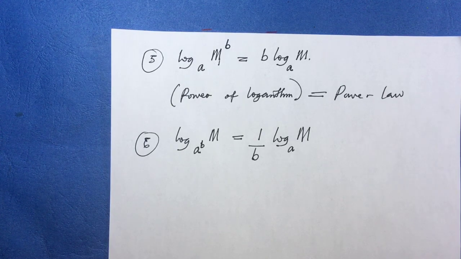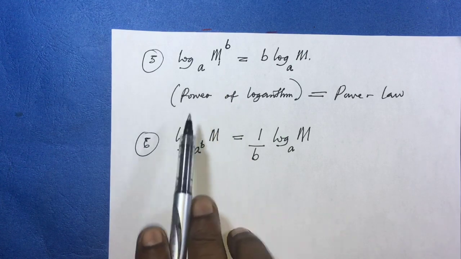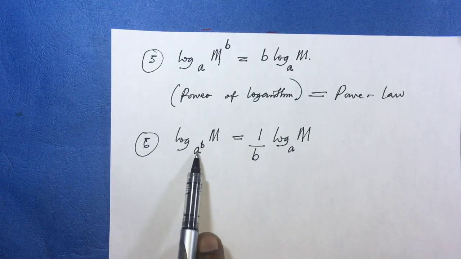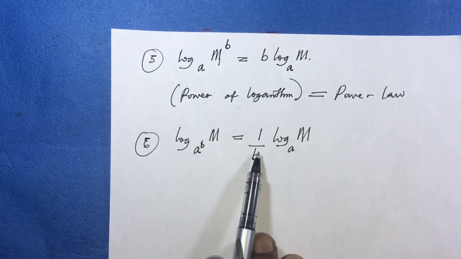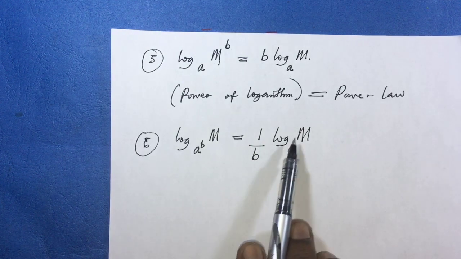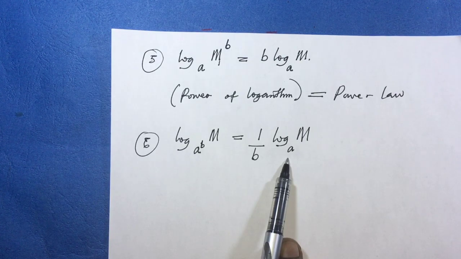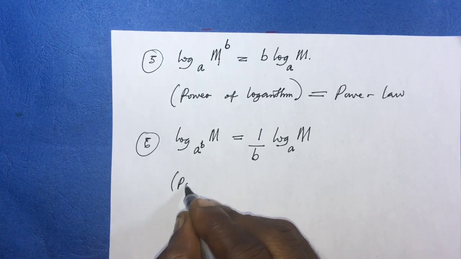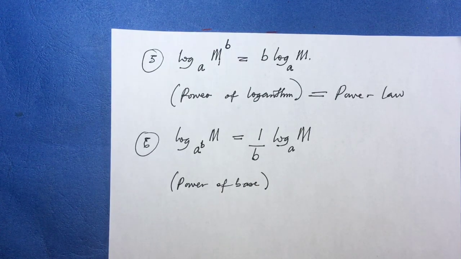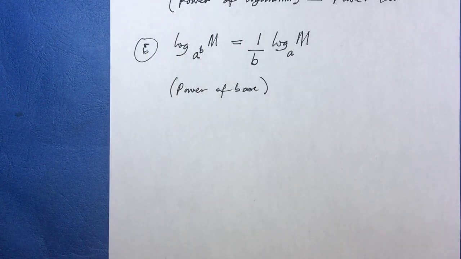So when it happens that the number whose logarithm you seek is not the one carrying the power b, but it is now the base carrying the power b, then the result will be 1 over the power the base carries multiplying the logarithm of the number in that base a. So this law is called power of base law. Power of base. Okay? Now, that brings me to law number 7.